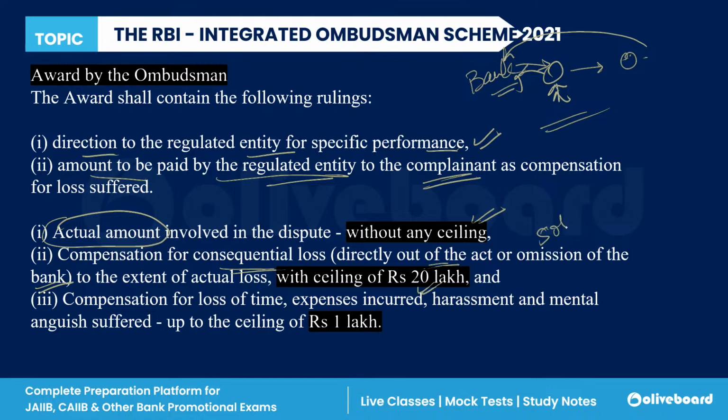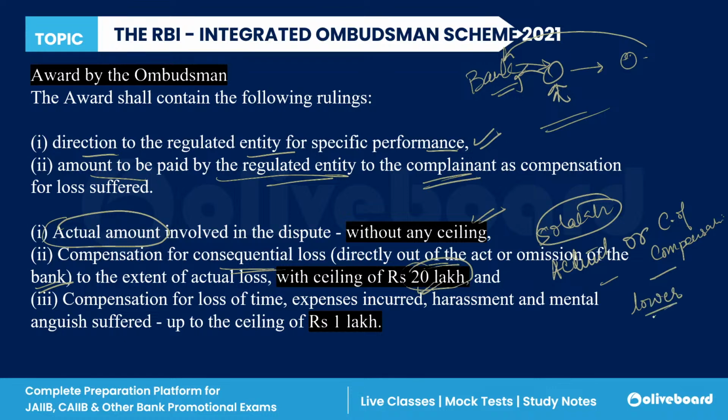For example, the loss is of 50 lakh. So the whole 50 lakh is not compensated by the ombudsman, right? It comes with a ceiling of 20 lakh. The actual amount or the ceiling of compensation, whichever is lower, right? Third, compensation for the loss of time, expenses incurred, harassment, and mental anguish suffered, up to the ceiling of rupees 1 lakh. Okay, so these were the awards that can be given by the ombudsman.